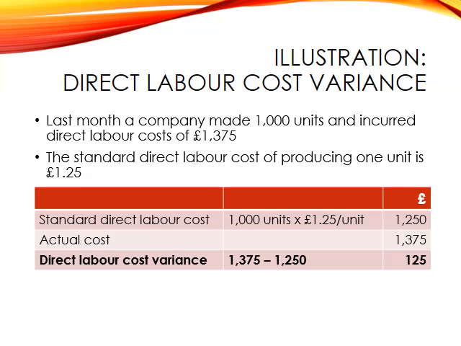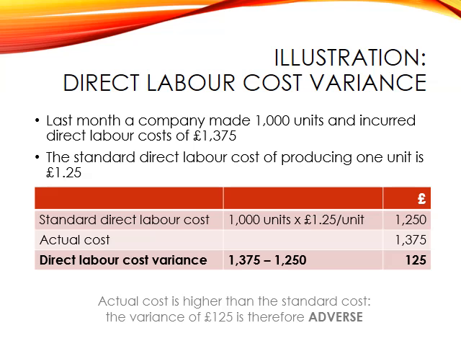So that's going to be 1,000 units at £1.25 per unit. So we've got a total there of £1,250. But our actual cost was £1,375. So the difference between those two figures is our direct labour cost variance, and that works out at £125. Now we know that that is adverse because the actual cost is higher than our standard cost. So for whatever reason we've incurred more costs in making those 1,000 units than we'd expected.